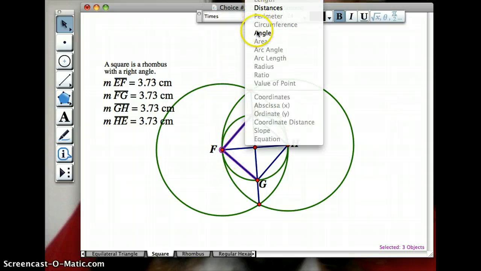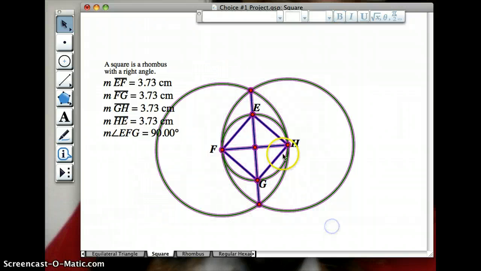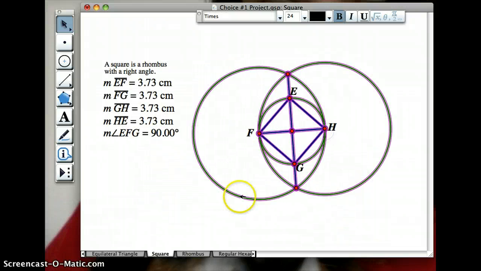We go up to measure. We can actually measure the angle. Well, look at that. It is a 90-degree angle. That is exactly what I wanted to see.